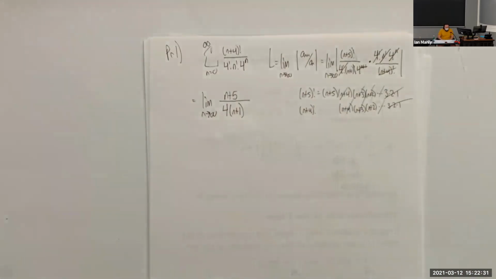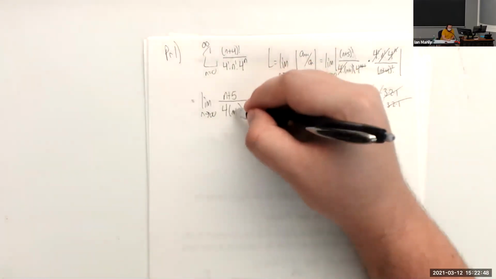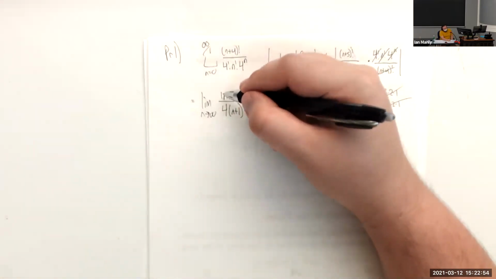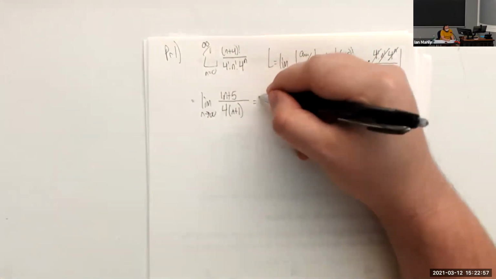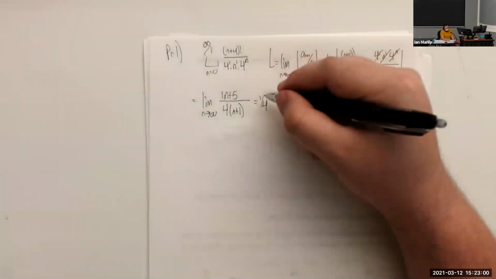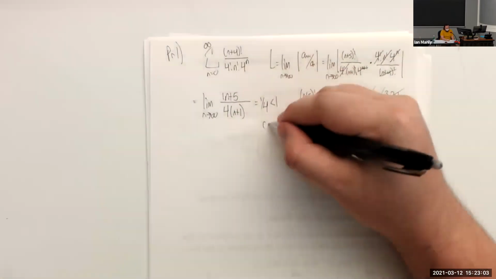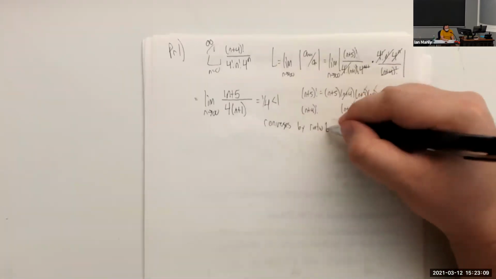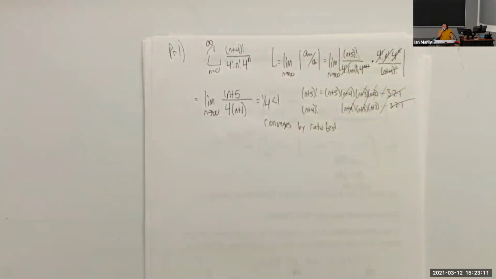So now we're just looking at the limit as n goes to infinity of n plus 5 over 4 times n plus 1. Now remember, the way to do the limit of a rational function as n goes to infinity is we check the degrees. The degrees for this are the same. Then we look at the ratio of the leading coefficients. So we have 1 times n over 4 times n. That'll end up giving us 1/4 here. That's also less than 1, so this converges by the ratio test. All right, so there we go.